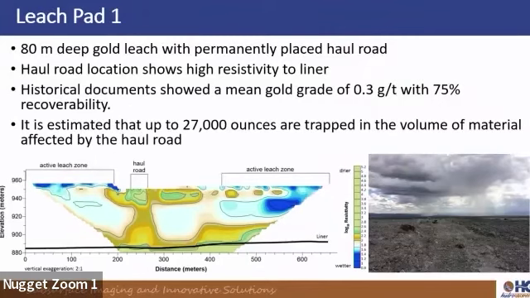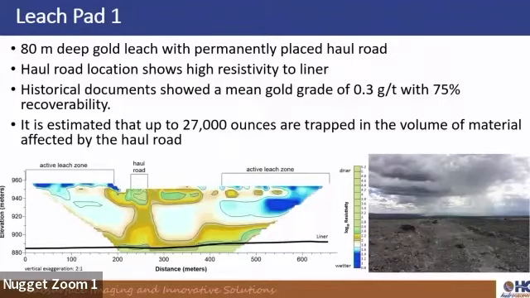So I'm going to show you three examples of electrical resistivity across several leach pads. This first example is an 80-meter deep gold leach with permanently placed haul roads. The haul road location here shows high resistivity values to the liner. We have a color contour scale here: low resistivity where it's usually wetter, high resistivity where it's drier, and then that liner at the bottom is an impermeable liner.